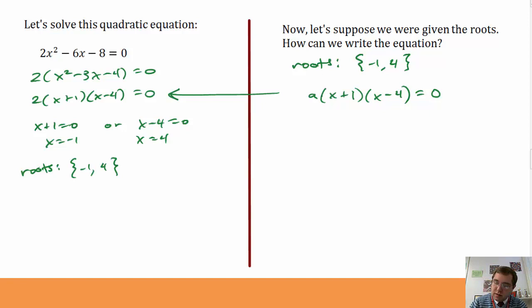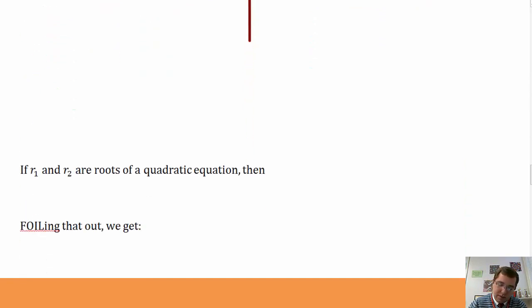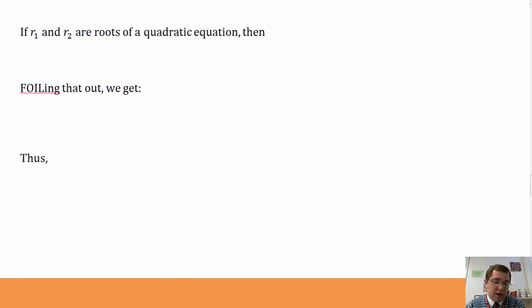Alright? Let's generalize that down here. If R1 and R2 are roots of a quadratic equation, then x minus R1 times x minus R2 must equal 0. So that R1 comes from x minus R1 equaling 0, and R2 as a root comes from x minus R2 equaling 0. So we take each of the roots, we form a factor out of each one by taking x minus that number, and those are factors of a quadratic equation that has r1 and r2 as the roots.